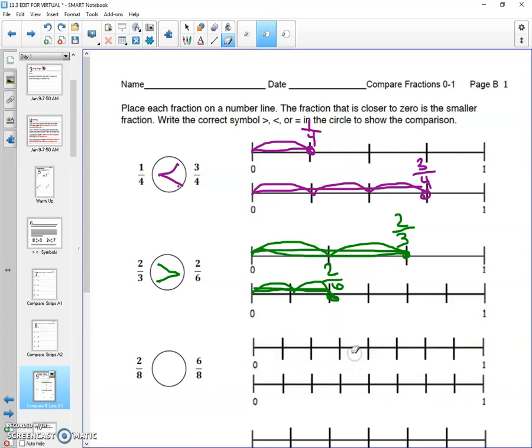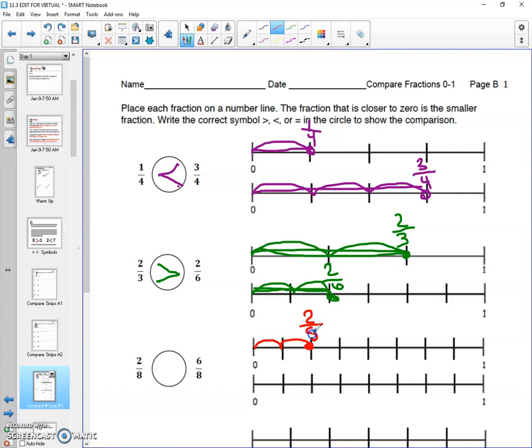Where would 2/8 be on this number line? Would it be where the red dot is? Would 2/8 be where the blue dot is? Or would it be where the black dot is? Where would 2/8 be on this number line? I respectfully agree. 2/8 would be 1, 2 spaces away from 0. So 2/8 is right here.